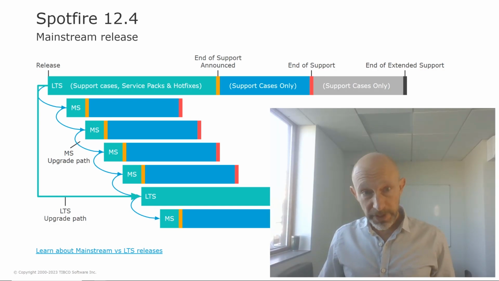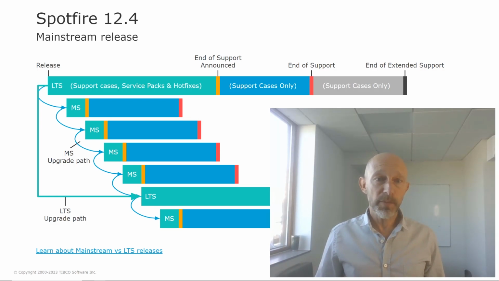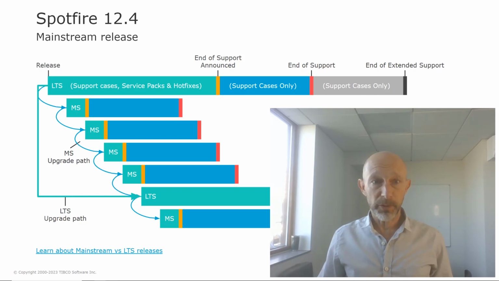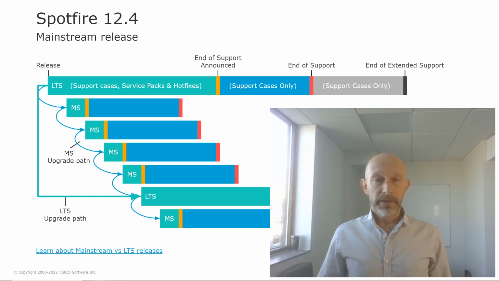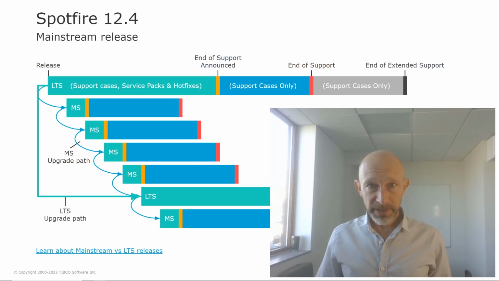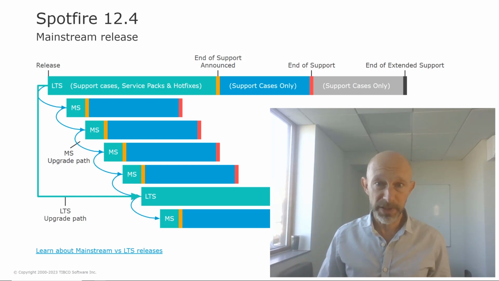Spotfire 12.4 is a mainstream release. We have new mainstream releases approximately every second month, and these are dedicated for those of you who want to get the latest features and enhancements as quickly as possible. If you are on a long-term support release like 11.4 or 12.0, these are still under support and are not affected by this mainstream release. You may still find it interesting to hear about our mainstream releases though, because what's new in these releases will be part of the next LTS release.